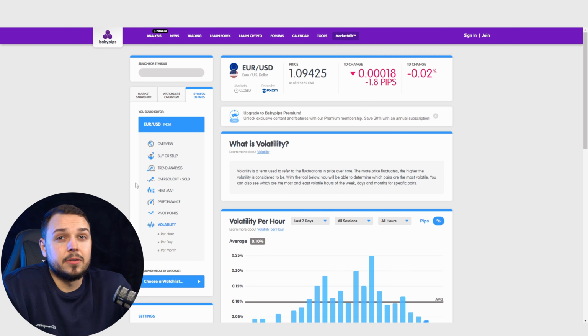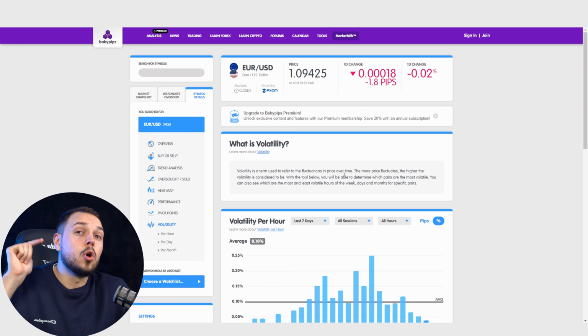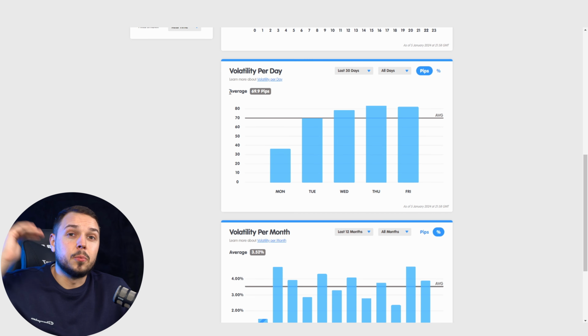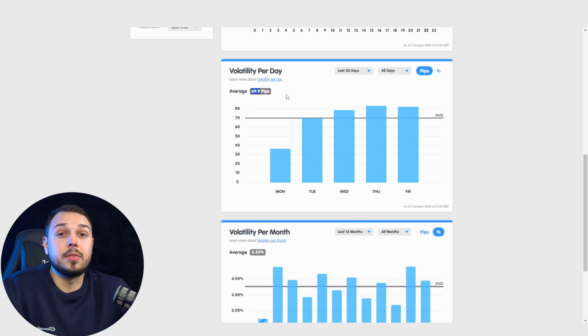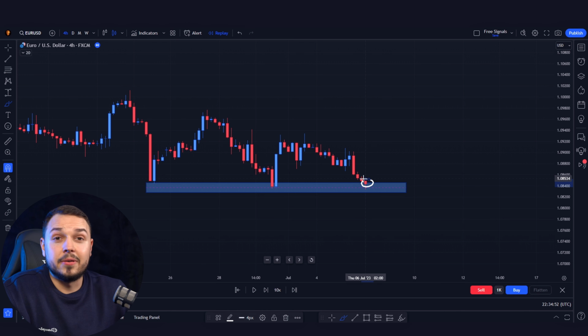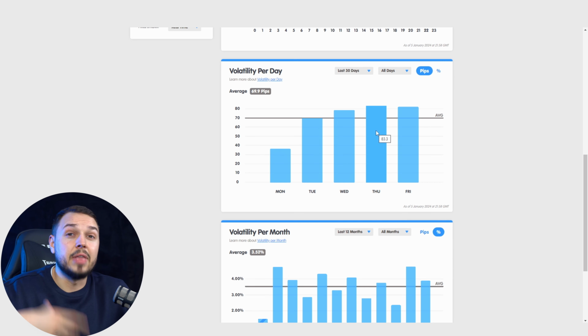So if you simply head over to babypips.com, add your currency pair. I'm currently trading Euro US dollar, and you simply want to choose the volatility index. If you go down a little bit, there's going to be volatility per day for the last 30 days, and the average pip movement of Euro US dollar has been 69.9 pips. So what you want to do is go back to the charts, and this is a new Thursday candlestick. And if you have a look, in the last 30 days on Thursday, it moved 83.3 pips. The average is 70, but in the last 30 days, Euro US dollar has moved 83.3 pips on Thursday.